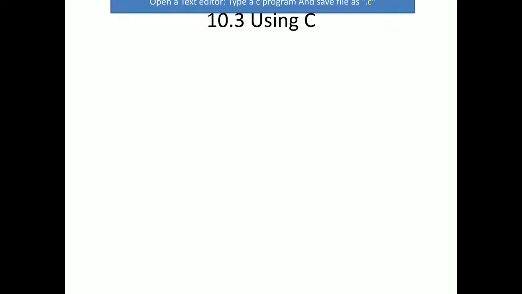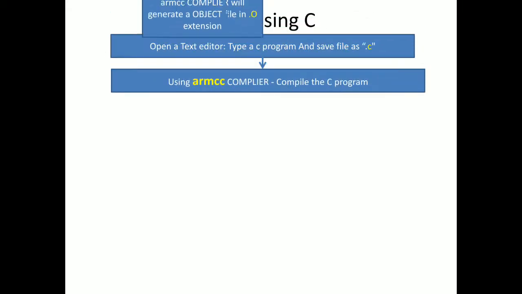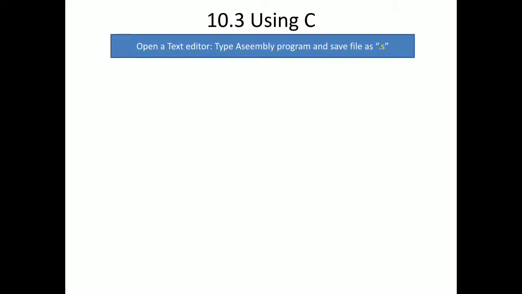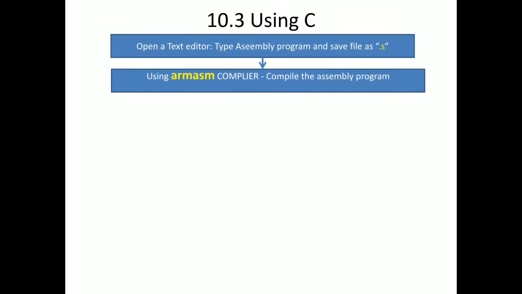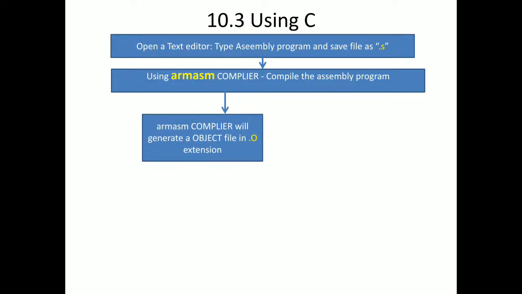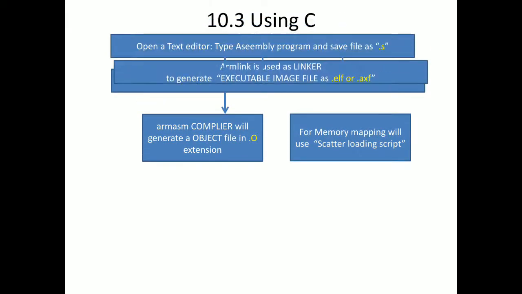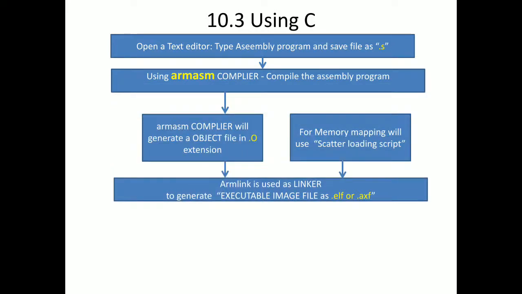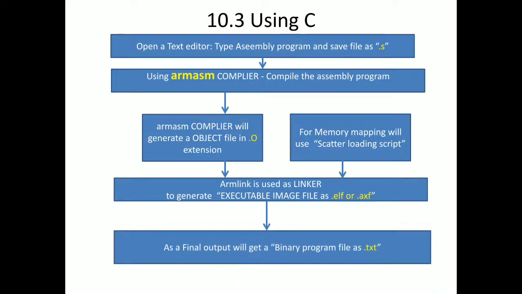And for assembly language also, open a text editor, write the ARM Cortex M3 assembly language instructions and save as .s, and send to the compiler. The compiler is ARM ASM, and this compiler will generate an object file .o along with the scatter loading file. We'll be sending this object file and scatter loading file to the linker. That linker will generate the .eif file, and finally we'll get a disassembled code as .txt.